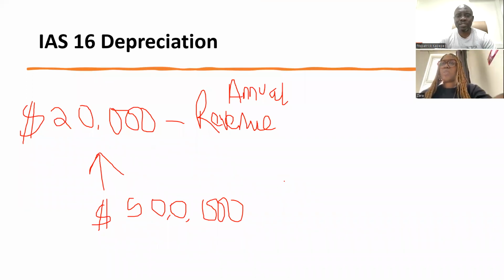So just understand this concept. I want to explain the concept of depreciation so that you understand it properly. So you have generated this revenue from this asset. This is an asset.